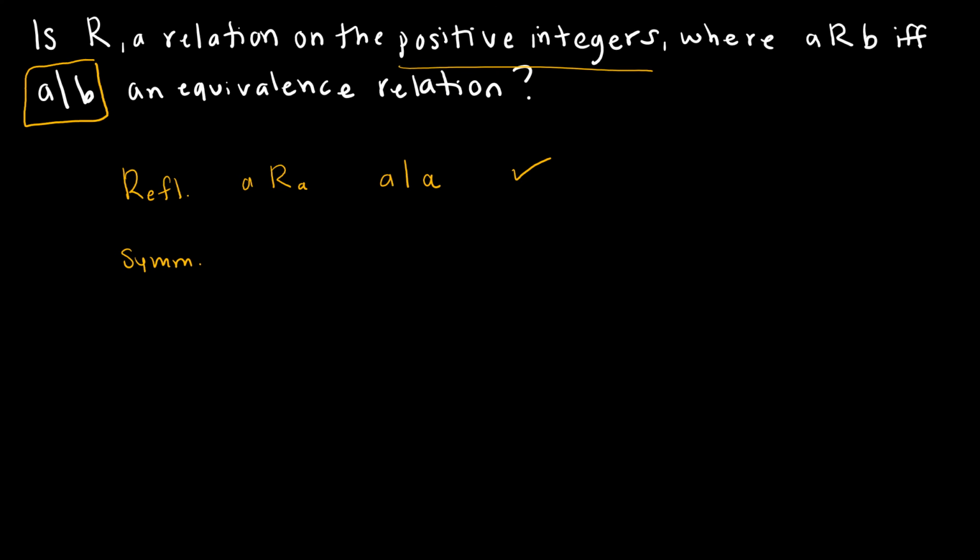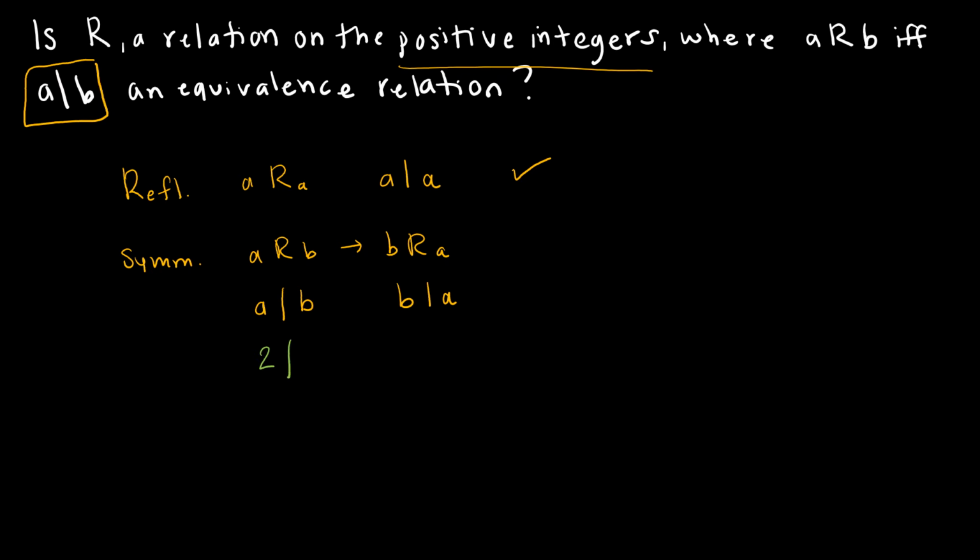Is this symmetric? And remember, symmetric says if A is related to B, it must imply that B is related to A. So that tells me if A divides B, then B must divide A. Well, hopefully you can tell just right off the bat that this is not going to be true, but I can show it fairly quickly with a counterexample. And remember, that's all that's required to show that something's not true: a counterexample.